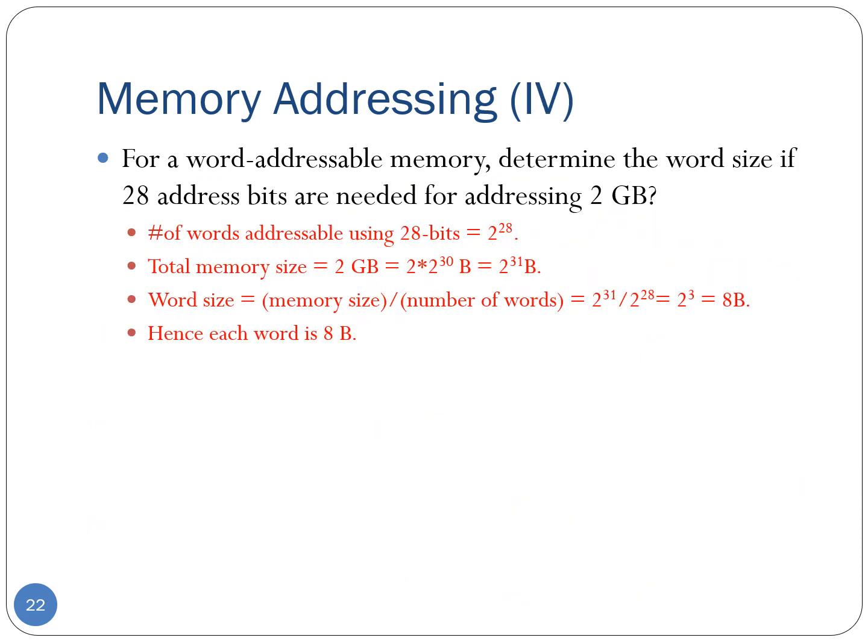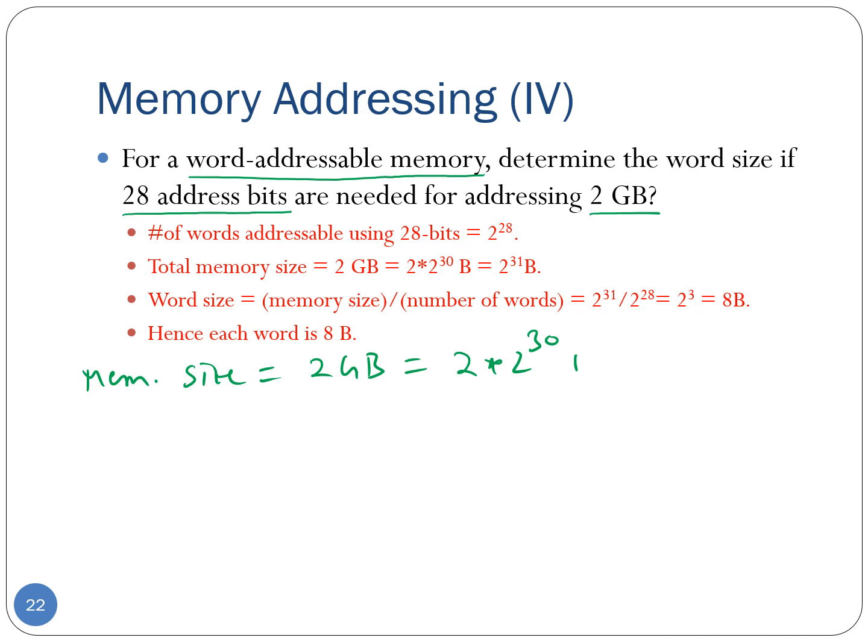Now this last problem on memory addressing is slightly different. So we again have a word addressable memory, but we are given the total size of the memory, which is 2 gigabytes, and we also know that we have 28 bits in our addresses, but we don't know the word size. Okay, so let's find out the word size from here. So memory size is 2 gigabytes. So 2 gigabytes is basically 2 multiplied by 2 to the power 30 bytes, which is 2 to the power 31 bytes.